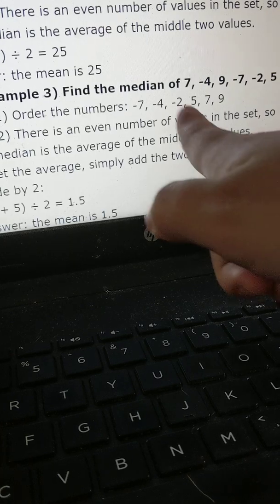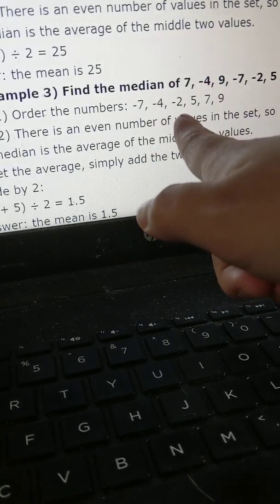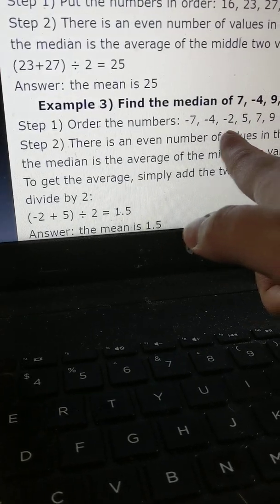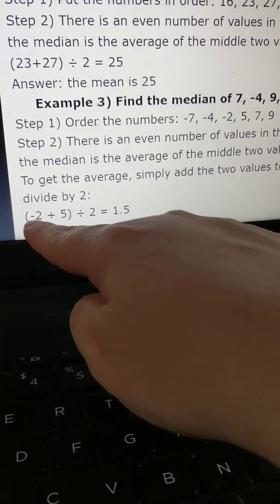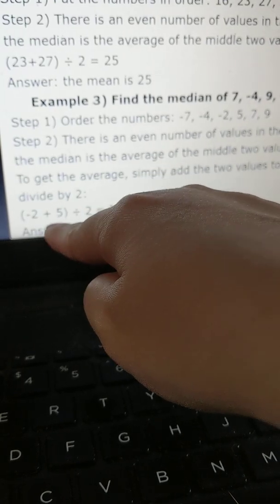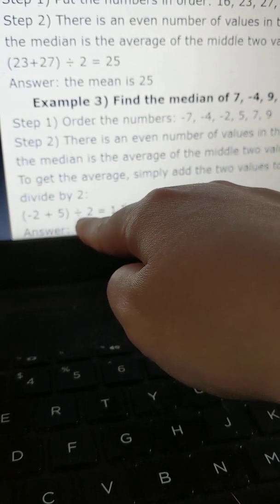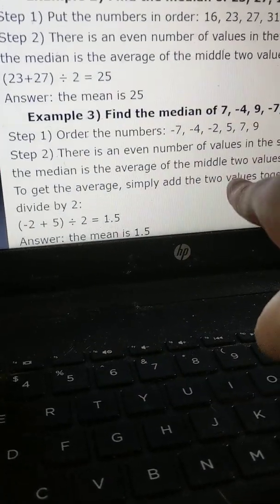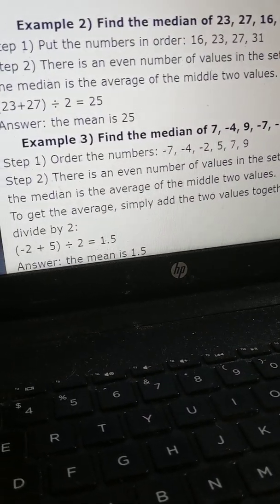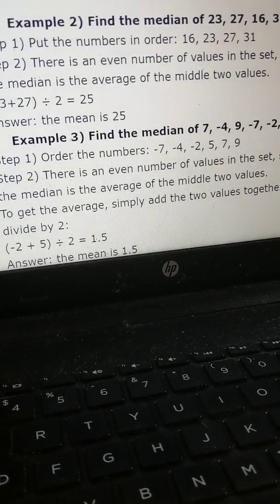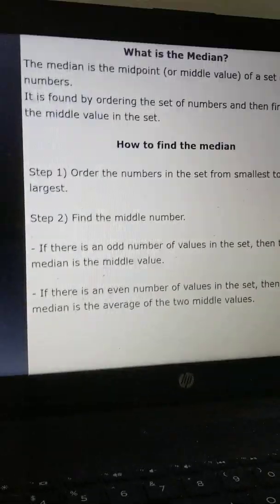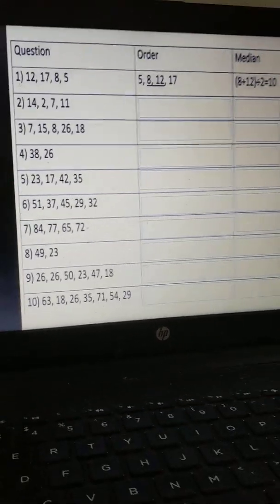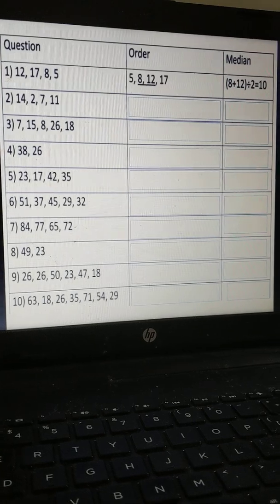Same thing: take one off the beginning and end, and I'm going to have left -2 and 5. There's an even amount, so -2 and 5 are in the middle. I add them together. -2 plus 5 is +3. Divide by 2, and then I get 1.5. So the mean of those two numbers is 1.5, which means it's the median of all of those numbers. All right, so that's the explanation on that first slide, and then we've got the examples, and then here they give you 10 questions to do.